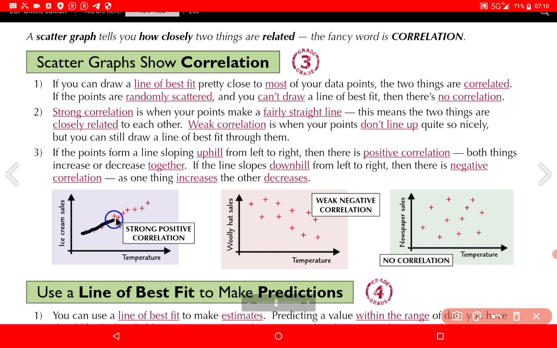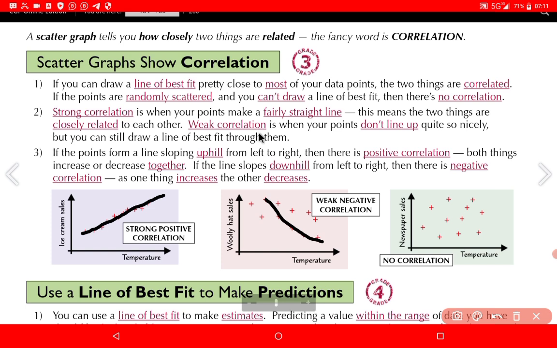You make such a line, you call it the best fit. Here we can't come up with a best fit because the correlation is very weak. Or maybe you can try to do this and call this your best fit, but the correlation is weak. Here there's actually no correlation. So a strong correlation is when your points make a fairly straight line. For this one, they make a fairly straight line. A weak correlation is when your points don't line up.